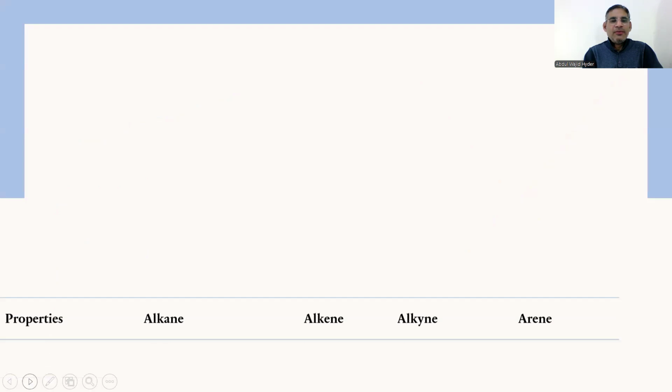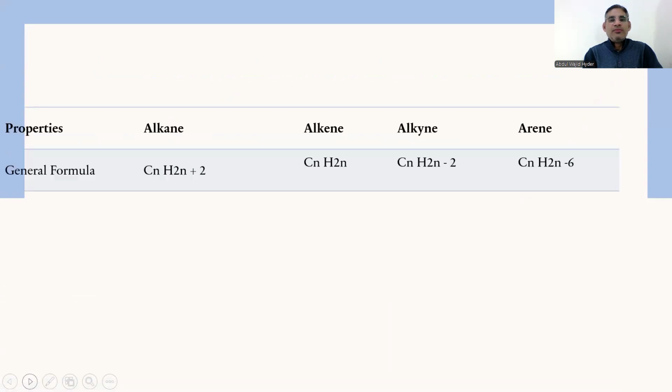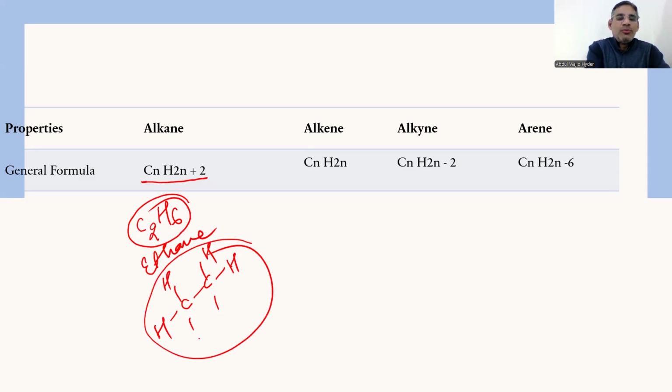See, the very first thing about these hydrocarbons is their general formula. The general formula of alkane is CnH2n+2. What does it mean? See, this C₂H₆ is ethane. In this C₂H₆, the graphical formula of this ethane will be like this. This is the condensed molecular formula and this is the graphical formula which was given by Cooper.